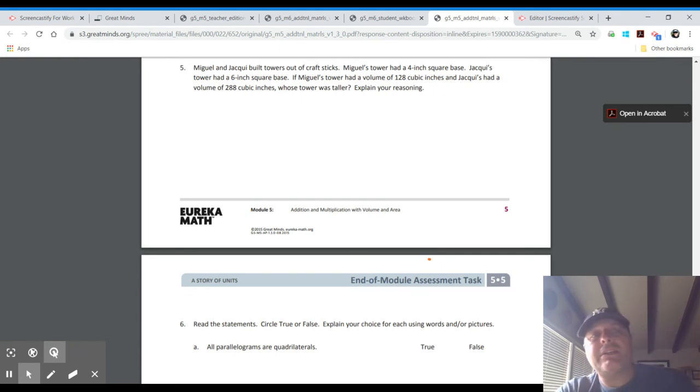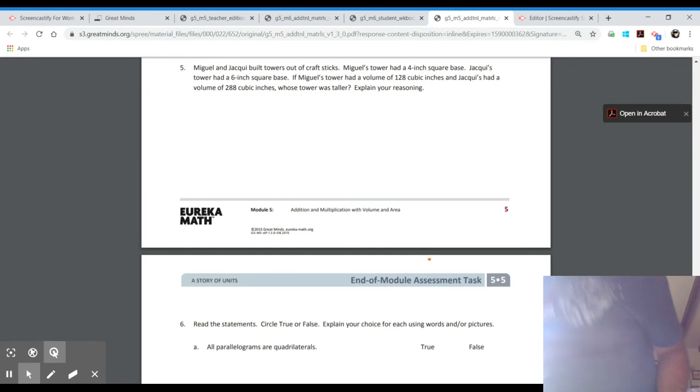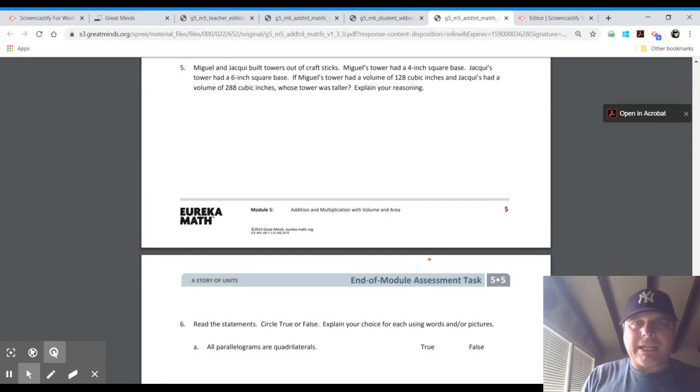Well, you can't just say whose tower is taller by the base, because even though Jackie has more area, he also has a different volume. Hold on one second. Okay, sorry about that. I'm back.